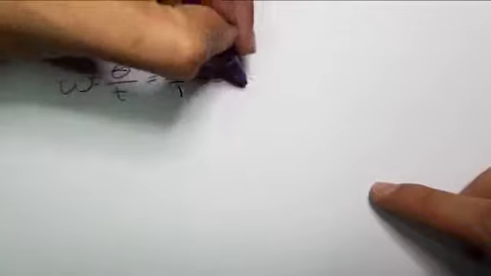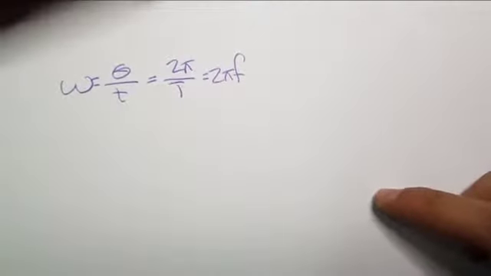So, if we do a quick review of a few equations we talked about yesterday. First of all, we came across a variable which was omega. So, omega can be written as theta by small t, or you can write 2 pi by capital T, where capital T is your time period. Or you can also write 2 pi f, where f is the frequency of the oscillation.